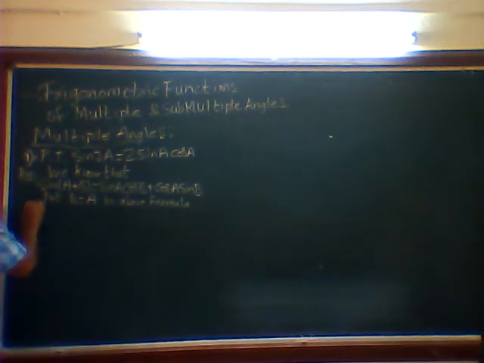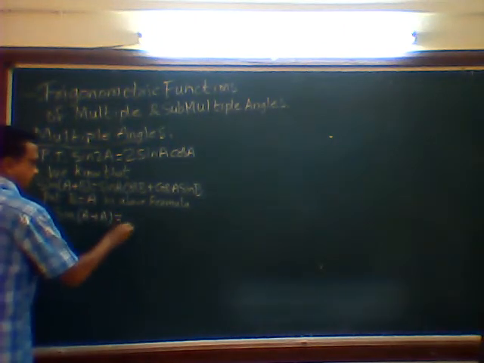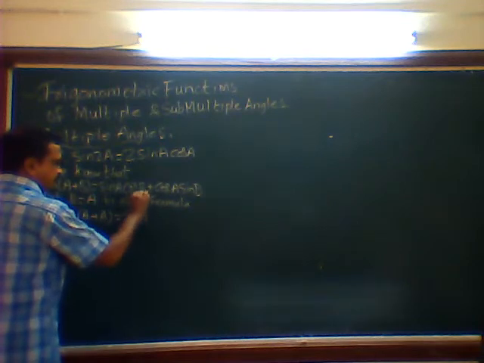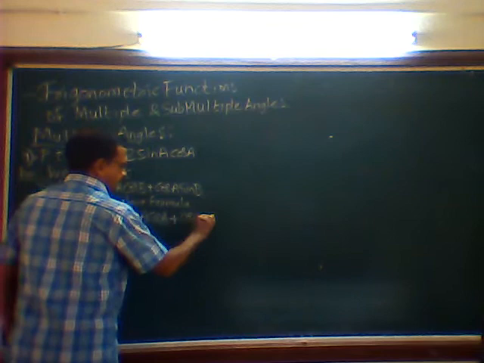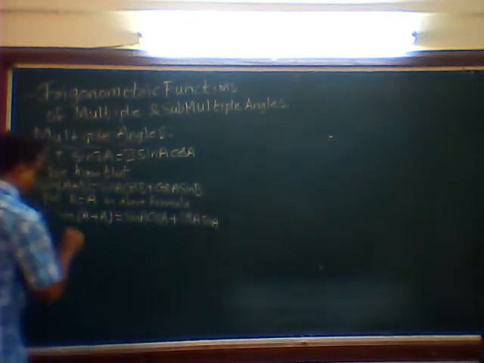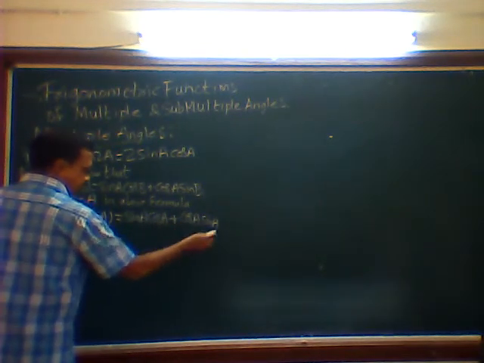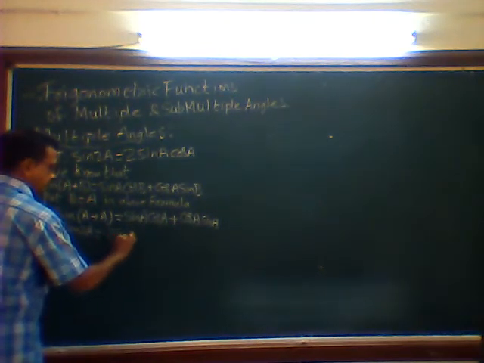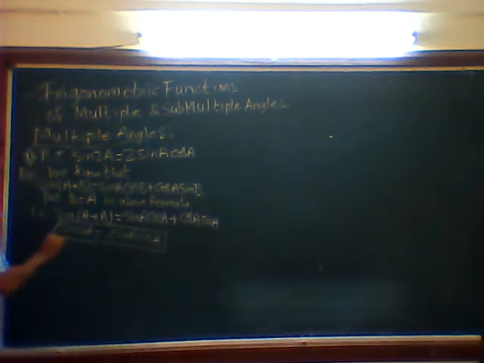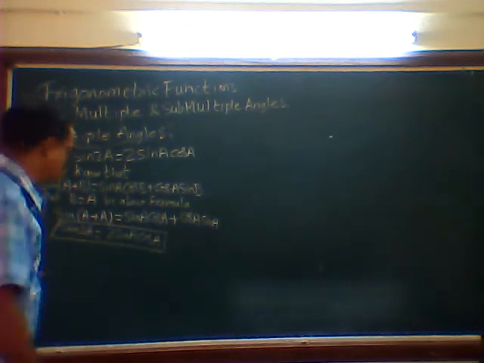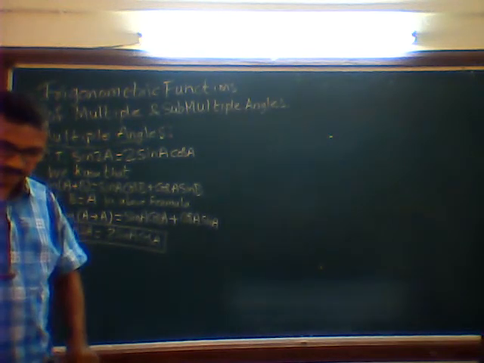So sin of a plus b is equal to sin a, wherever b is there, we are putting a, cos a, sin a. So what happens here? A plus a is sin of 2a. Sin a cos a plus cos a sin a is what? 2 times sin a cos a. That is what we are getting from the formula. Okay, this is the formula, you should know it. Sin 2a is 2 sin a cos a.